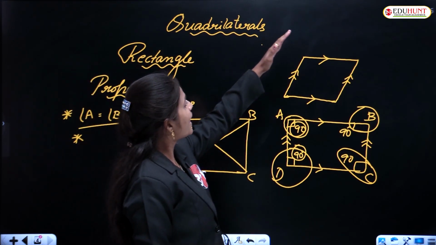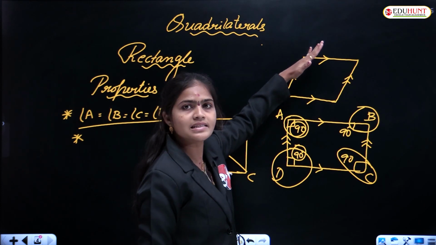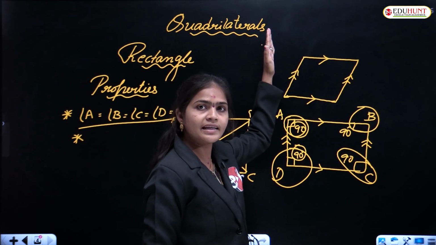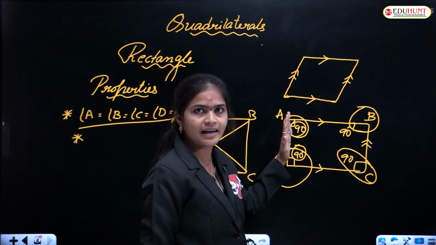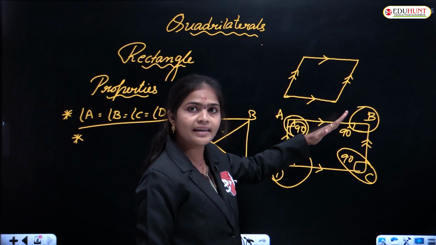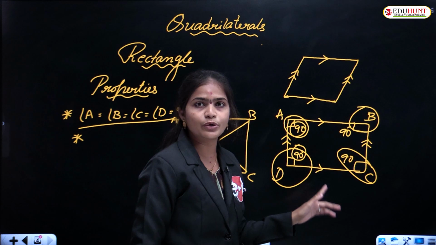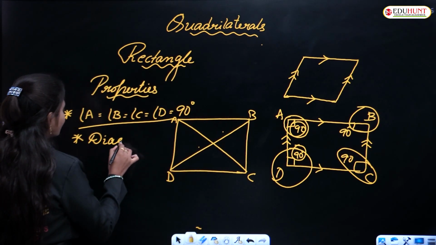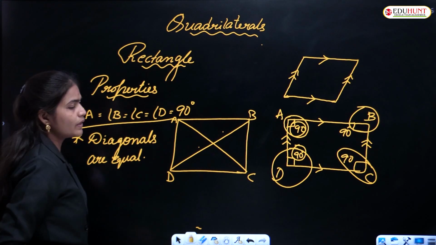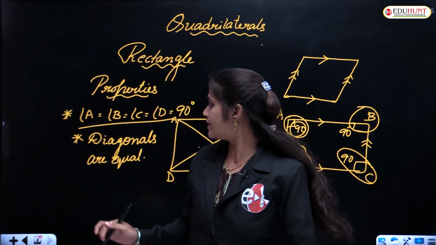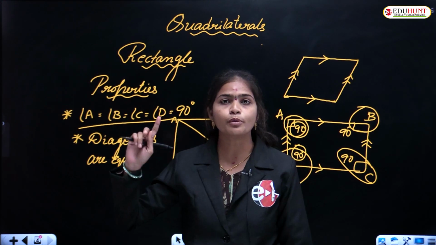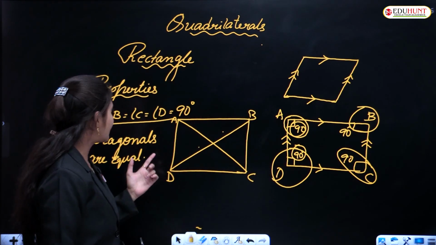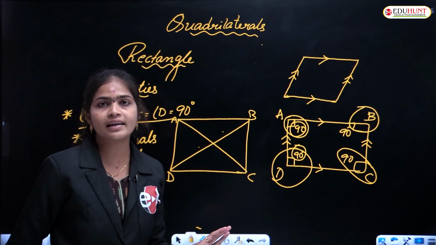Why? Because in a parallelogram like this, we can say that the diagonals are not equal. After that, if each angle is equal to 90 degrees, then that parallelogram becomes a rectangle. Now in a rectangle, the diagonals are equal. Okay. So here another property is diagonals are equal. Okay. So these two are the additional properties along with the properties related to a parallelogram. These two are the additional properties related to the rectangle.